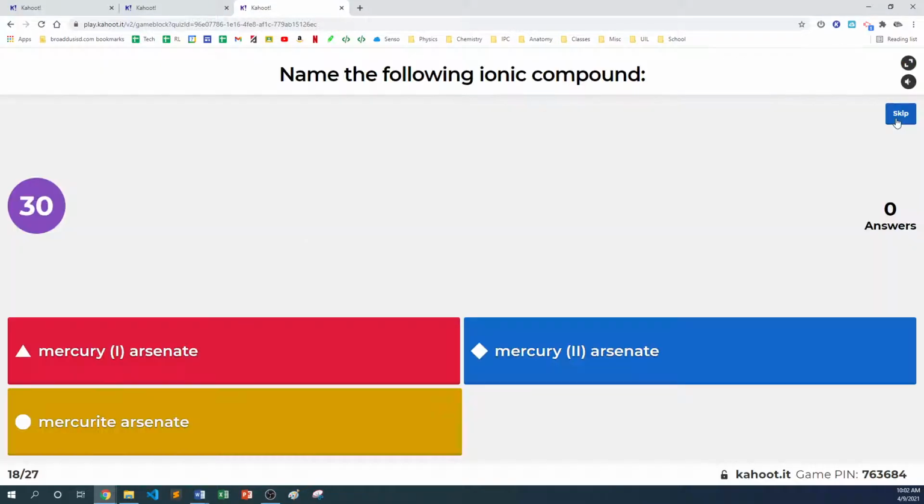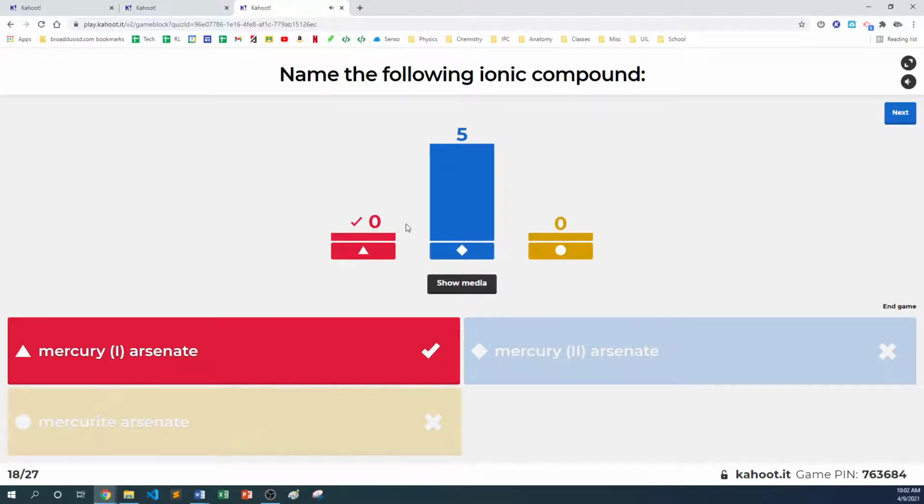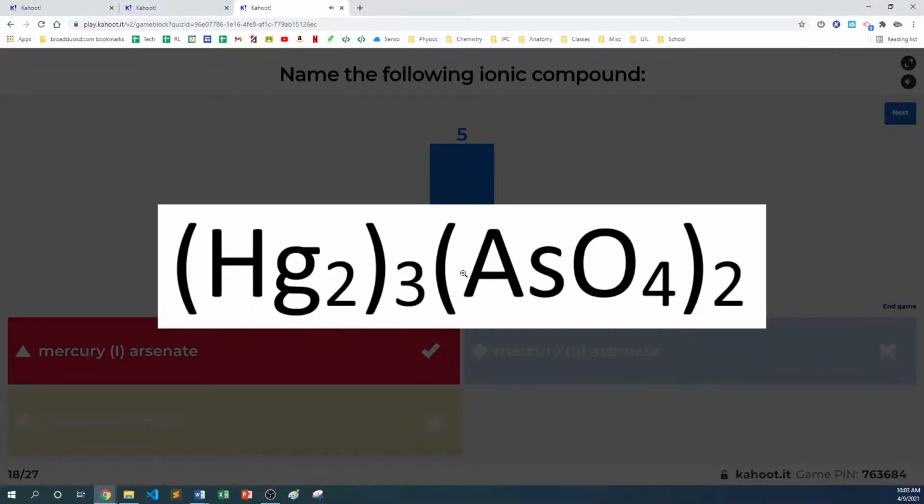Name the following ionic compound. So this polyatomic over here is called arsenate. Oh, and this is written weird. I honestly don't know because there's H2 on it. So this arsenate has a -2 charge.